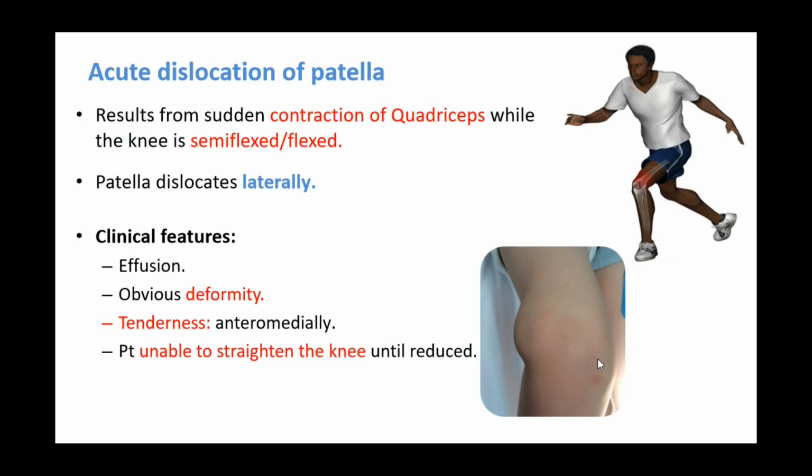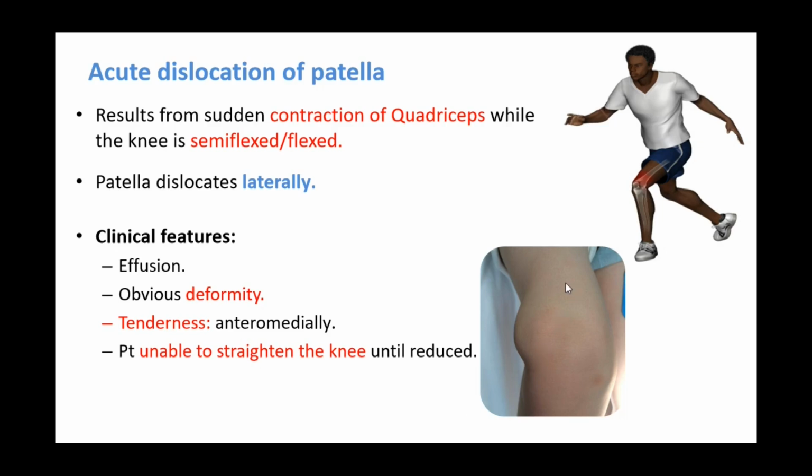So acute dislocation of the patella results from sudden contraction of the quadriceps. As you can see here, sudden contraction of the quadriceps while the knee is flexed or semi-flexed. So it is often seen in sports. The patella dislocates laterally. The patella always dislocates laterally.